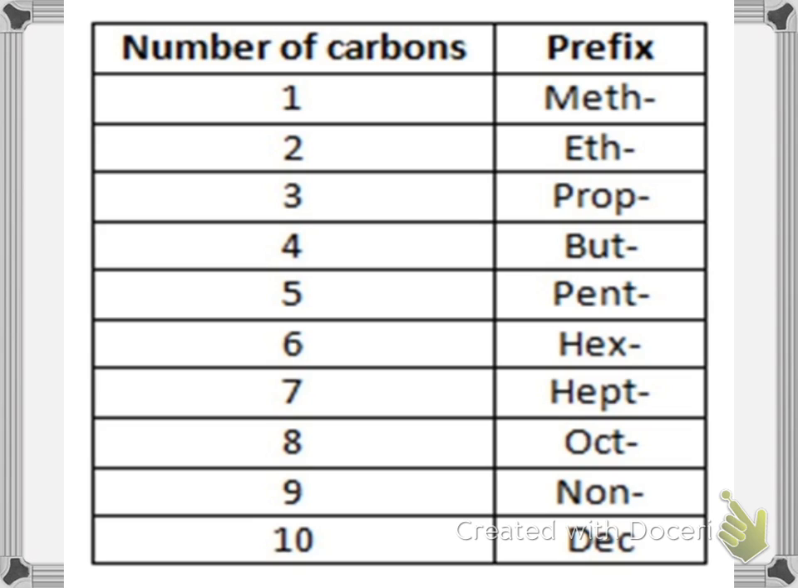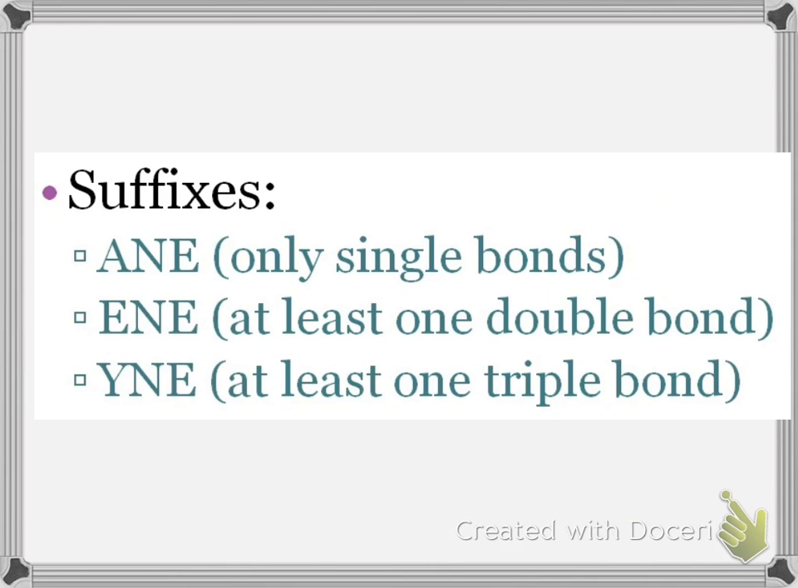Common prefixes depending on the number of carbon atoms are meth for compounds with one carbon atom, eth for two carbon atoms, prop for three carbon atoms, and so on for the rest of the compounds. Suffixes used are -ane for only single bonds, -ene for when we have at least one double bond, and -yne for when we have at least one triple bond.